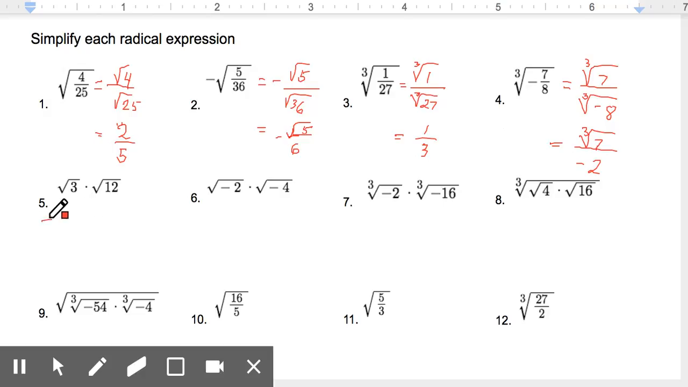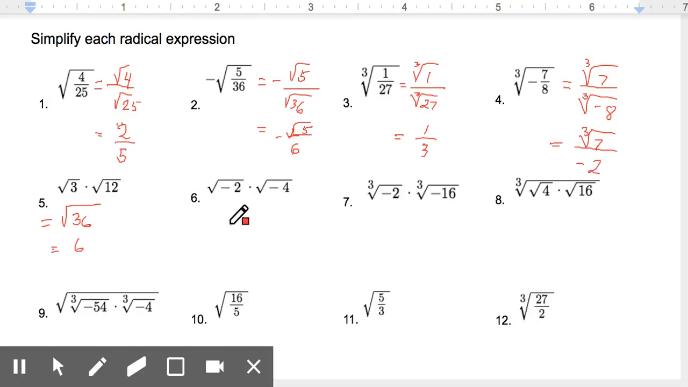Okay, number 5, we'll have square root of 3 times square root of 12. We can multiply the 2 together, so we'll have 3 times 12 inside the square root, and that's going to give us 36. The square root of 36 is 6.